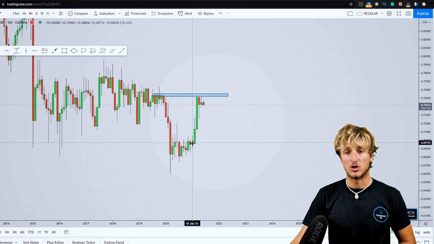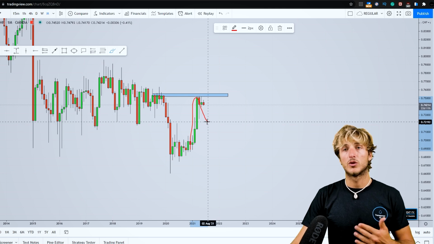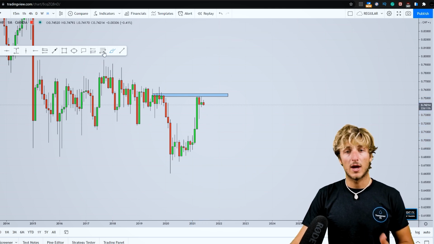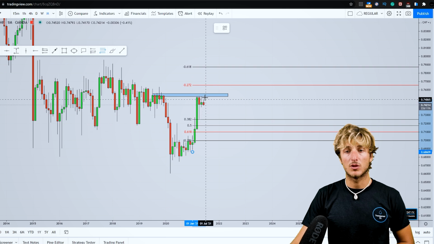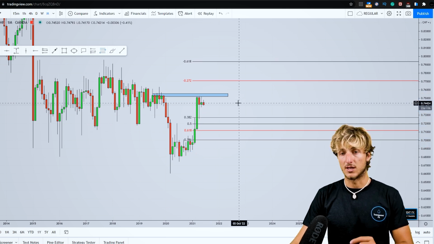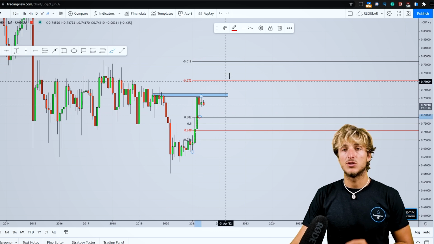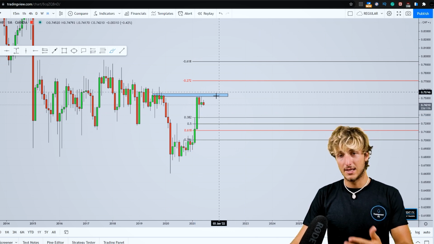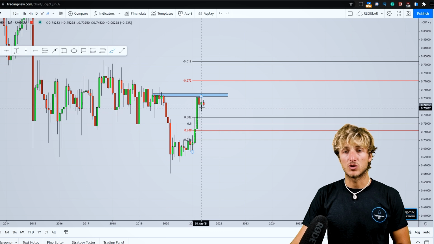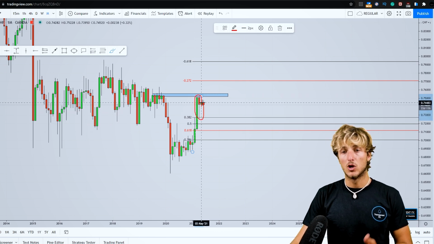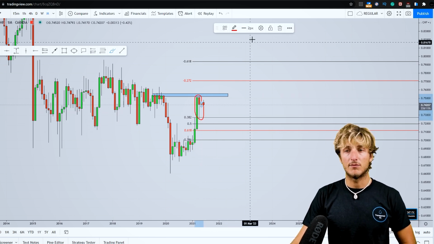Now, in general, after an impulse, if you want to measure the correction, you anyway have to take your Fibonacci from the low to the high of the impulse. And if we do that, we can see how the market has actually already retraced to the 0.382. But the candle that actually created this retracement is this candle here, which is a candle with a red body and a very long wick.